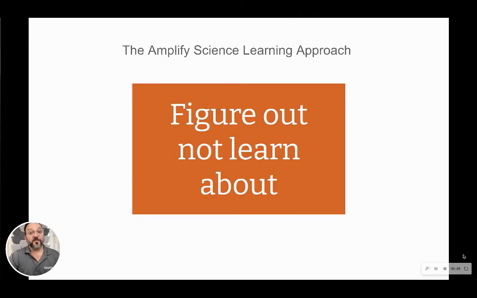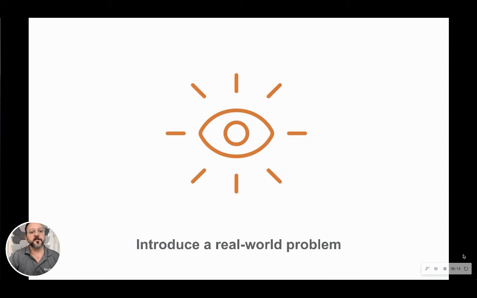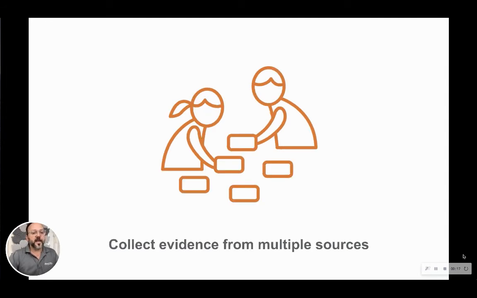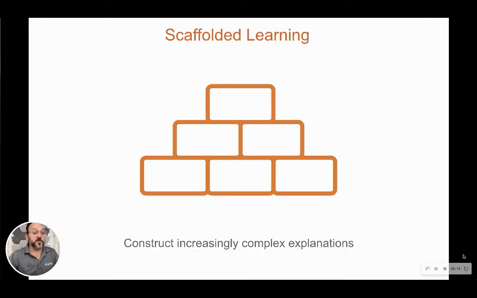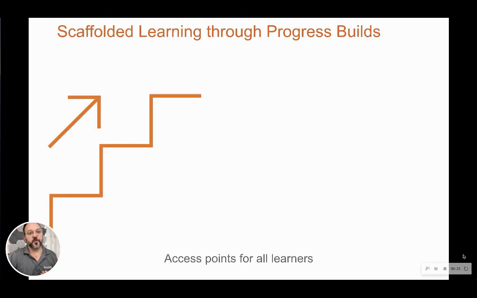Now let's review the Amplify Science learning approach, where students figure out, not just learn about, science. And so we start the unit with introducing a real-world problem, and then we're going to have students collect evidence from multiple sources until they can really assemble that evidence to construct a more complex explanation, and we call this scaffolded learning. The scaffolded learning process is all built around what has been deemed a progress build. I like to say it's an access point for all learners.